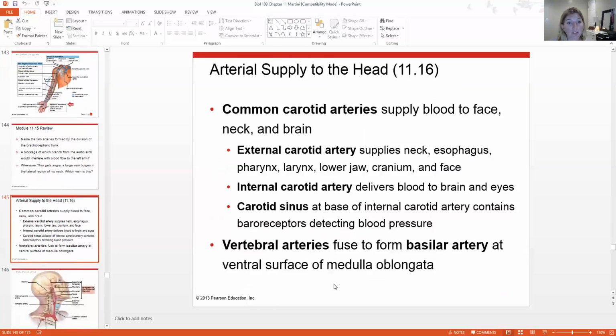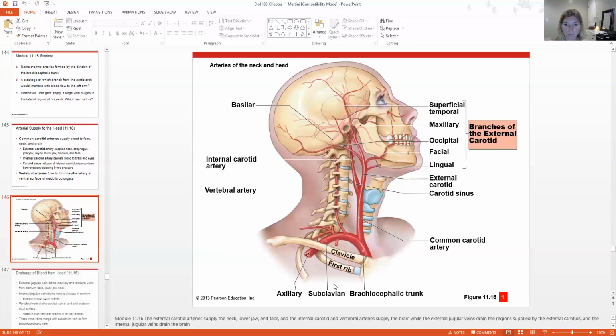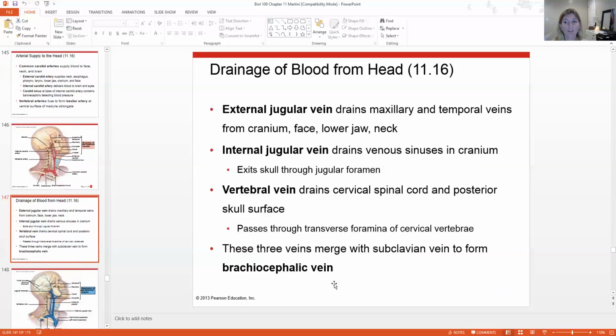Let's talk about the arterial supply to the head. There's the common carotid arteries, which branch into internal and external arteries, and they drain into what's called a carotid sinus. Then you have the vertebral arteries or the basilar artery, again, all up in the brain. And there they are here. You just have to know that those are the arteries of the brain. So I might say, which of these is not an artery of the brain? And I'll give you a list. And you just have to be able to identify which one isn't on the brain.